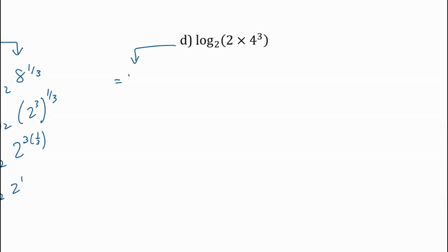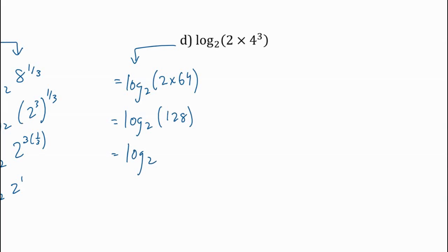What's 4 cubed? 4 times 4 times 4, 64? What's 2 times 64? Good, 128. 128 is which power of 2? If you were solving this in grade 11, you'd be using your calculator to check 2 to the 5, 2 to the 6, 2 to the 7. So that's equal to 7.